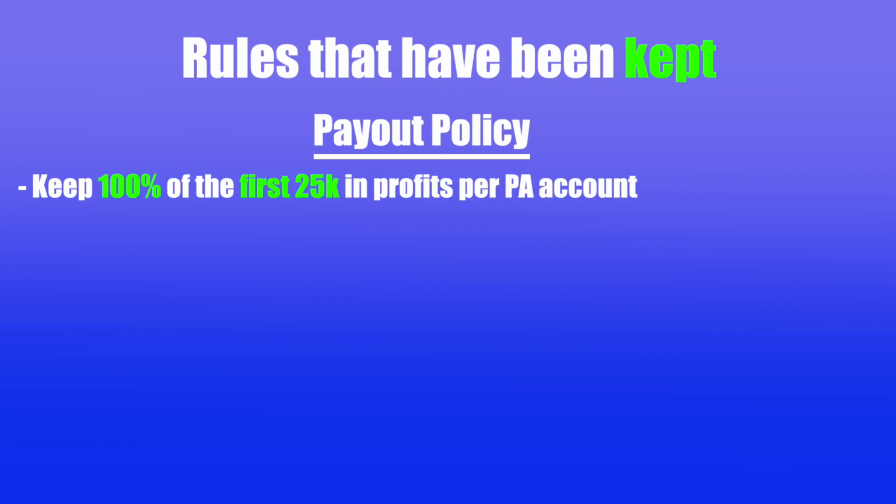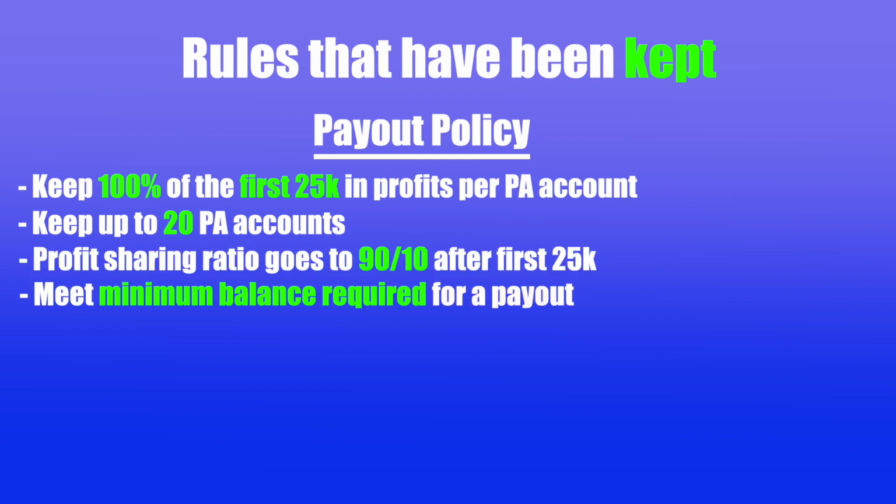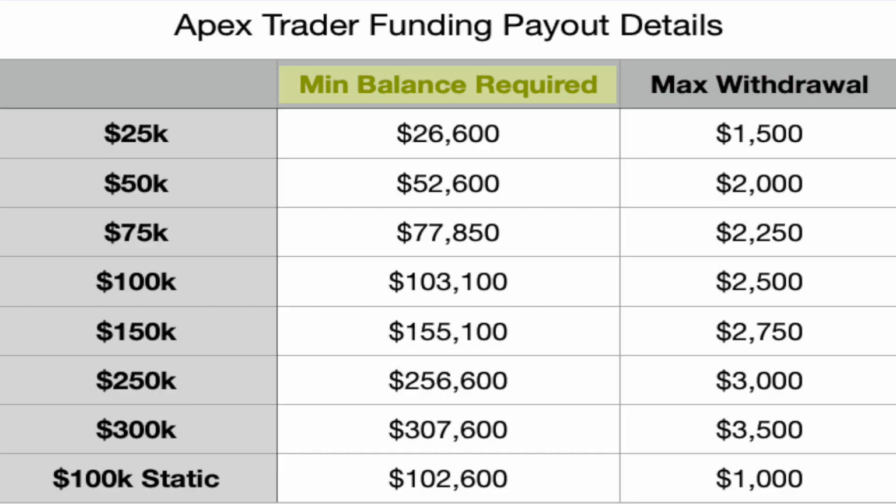Let's touch on what Apex is keeping the same, and no changes have been made on these fronts. Back to the payout policy, you still get to keep 100% of the first 25k in profits, and that's per account, and you can still have up to 20 funded PA accounts. After the first 25k, the profit sharing ratio goes to 90 to 10. You still need to meet the minimum balance required in order to request a payout, which is listed out on this table for each of the account sizes.